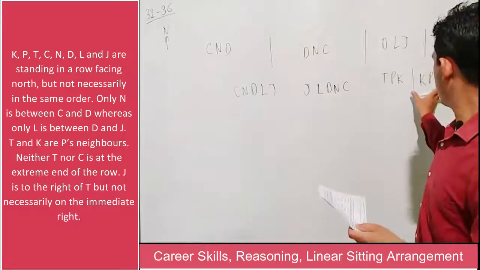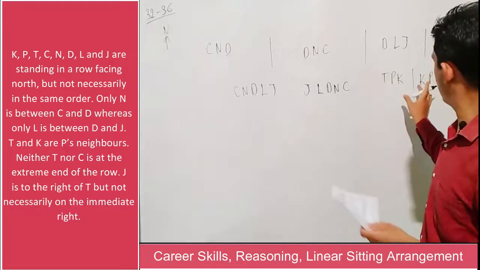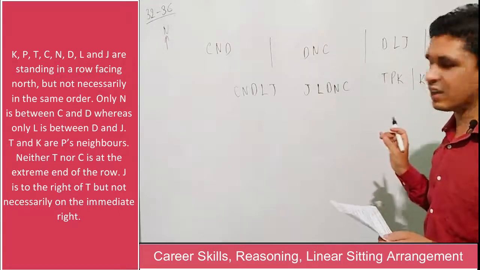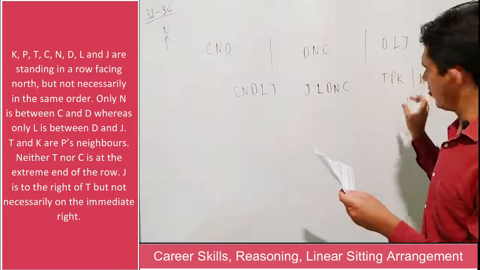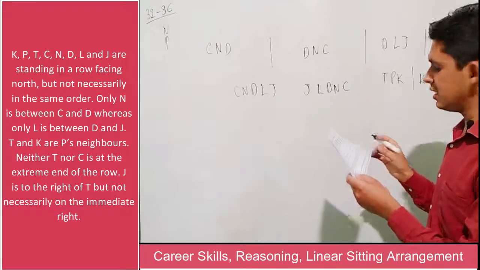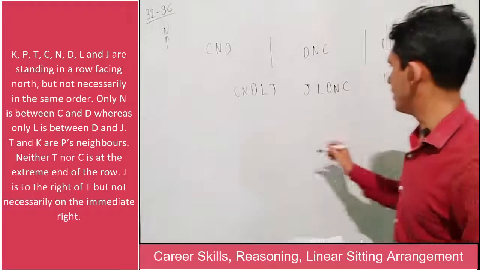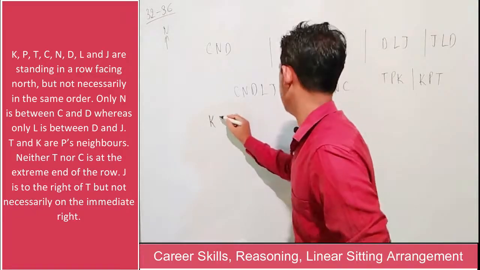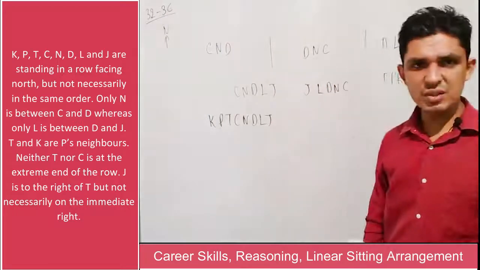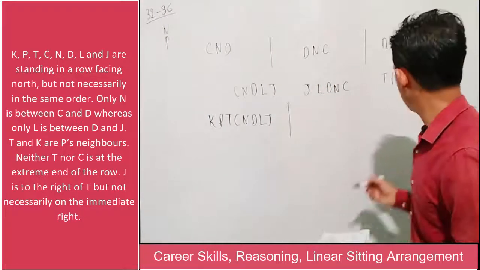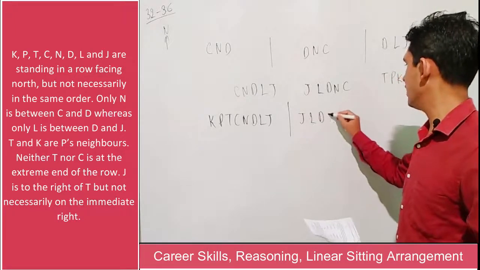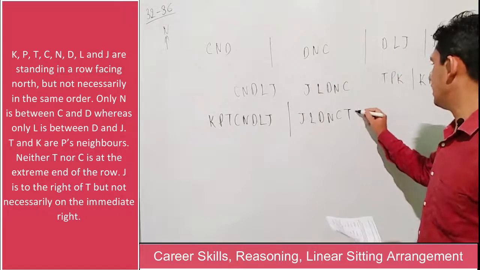And if we come to concatenate this, so C and T are not at the extreme end of the line. So if we add this one in the first arrangement, neither T nor C is at the extreme end. So this can be like T, K, P, T, C, N, D, L, J. My first arrangement can be this, and if we check for this, this can be like J, L, D, N, C and T, P, K.